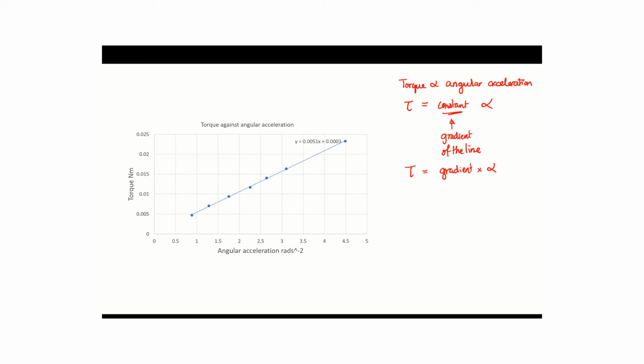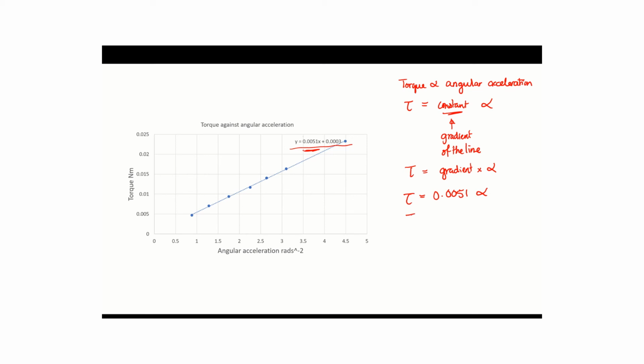Now, because I did this on Excel, I asked it to give me the equation, which it did, but it gives it in terms of y and x, which is not acceptable. But we can see that the gradient is given here. So instead of using y and x, we must use the torque and the angular acceleration. So we can say torque equals 0.0051 multiplied by alpha. So that is the equation of the line. I had the computer calculate the gradient, but you can calculate the gradient using rise over run as you would normally do.